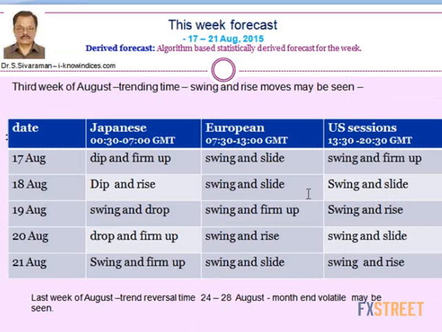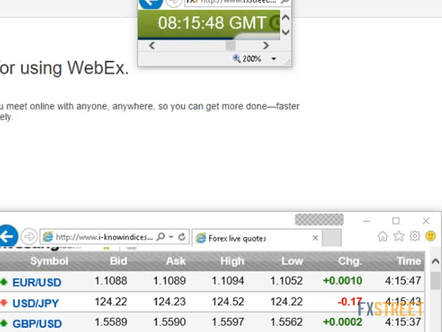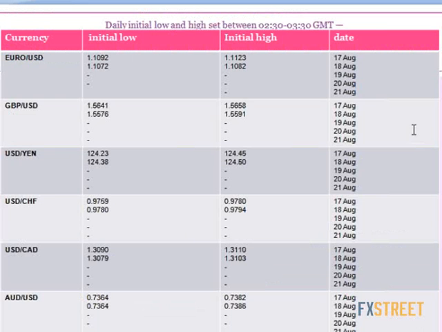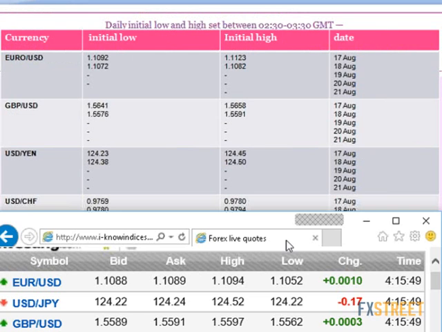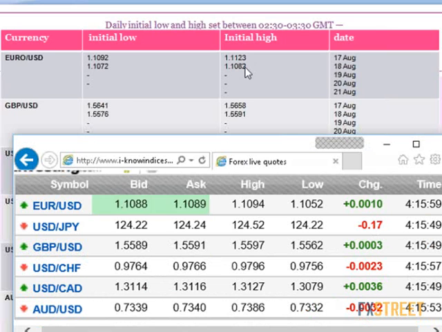swing and slide moves are expected. This is a gross forecast. Then we do the market reading by comparing the current market level with that of the initial lows and the highs set for the day. And here we find that euro is still holding above the initial high for more than 30 minutes from the start of the session. The session starts by 7:30 GMT.